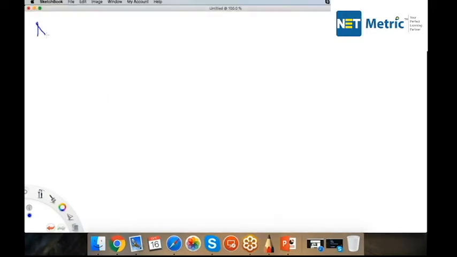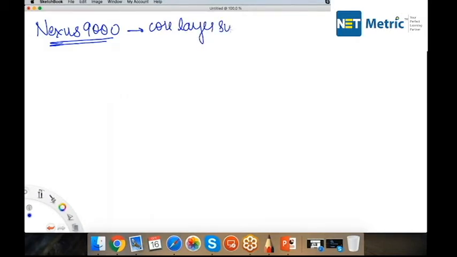Today's topic is going to be on Nexus 9000. So Nexus 9000 family, these are core layer switches. The speciality about these switches is that these are the only switches in the entire Nexus family that can work with two operating systems installed on them. Of course, one operating system at a time, but you can insert two operating systems, and this is only and only supported on Nexus 9000 devices.